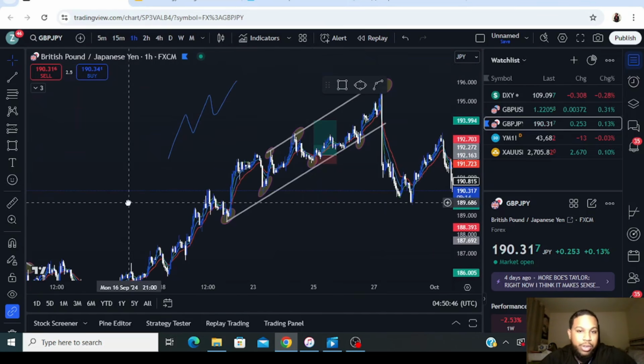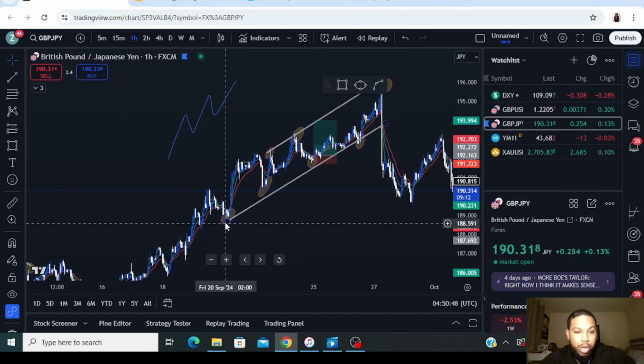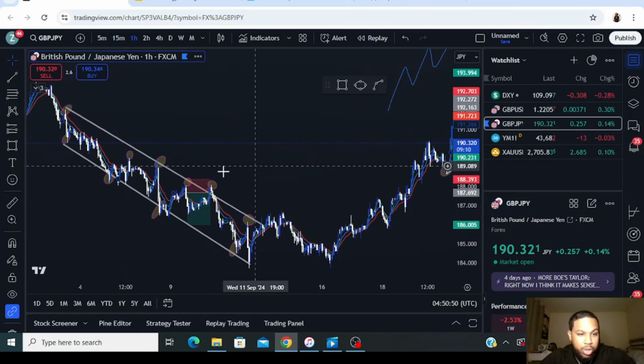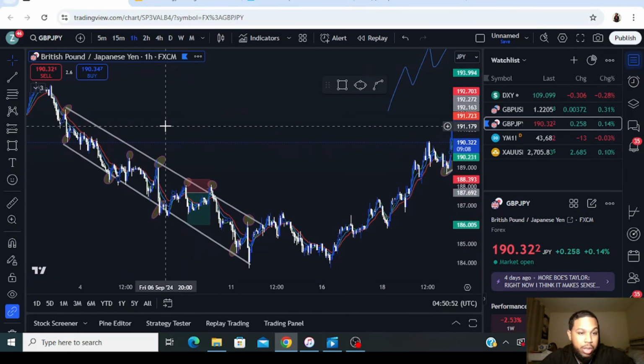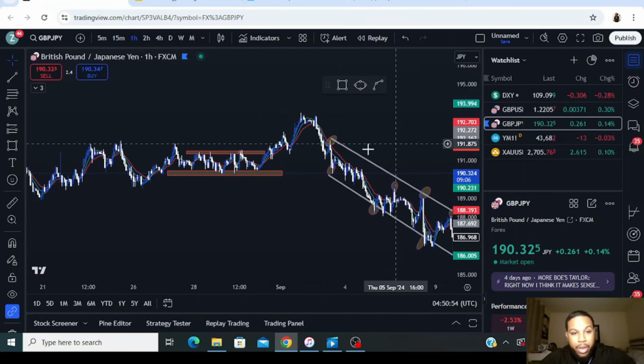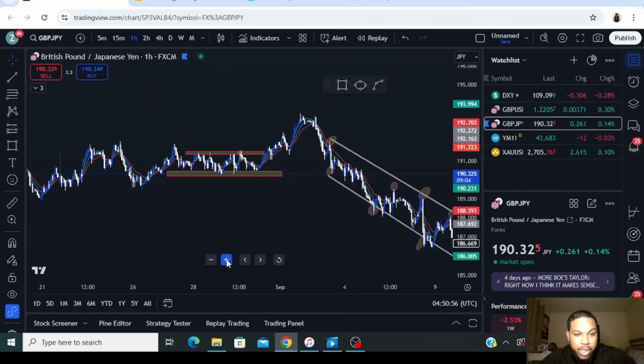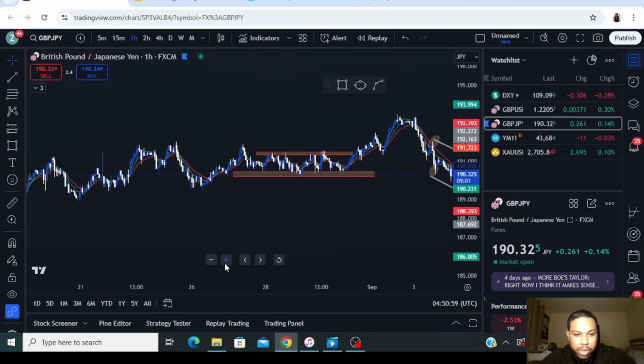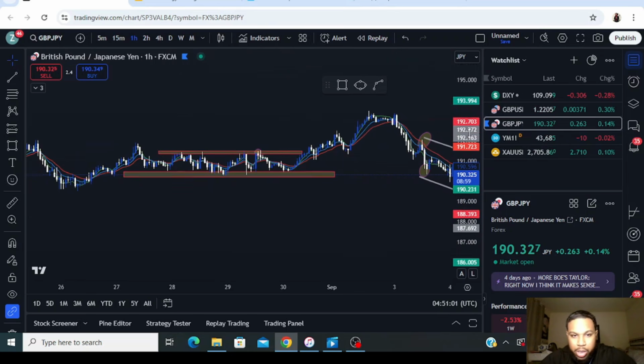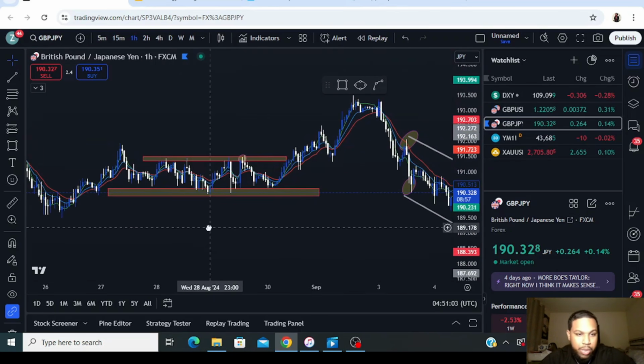For the uptrend, you're going to go ahead and buy at the low points. For the downtrend, you want to go ahead and sell at the high points. All right. Now, this is an example of consolidation, right? And I'm going to zoom in on this because it's a little smaller than the other ones. But yeah, this is an example of consolidation.